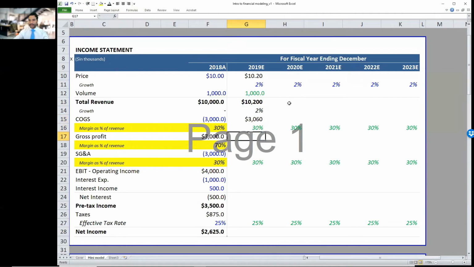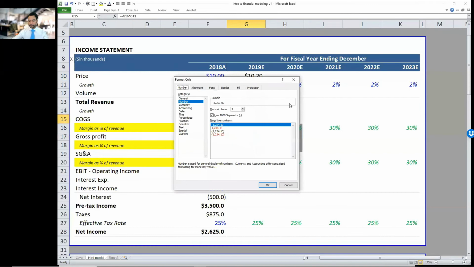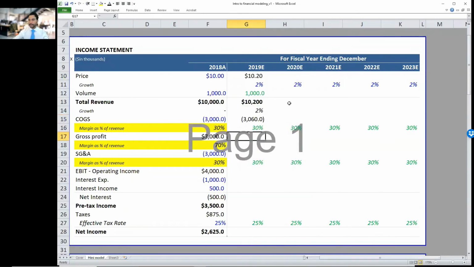Okay. What's next? Gross profit. Actually, this should be minus. And let me edit the format for consistency purposes. There we go. All right. Gross profit will be my revenue minus or plus, in this case, because cost of goods sold is a negative number. We combine those together and we have our gross profit number. We can calculate the margins. So take your gross profit divided by your total revenue for 2019, and that gives you your gross profit margin.